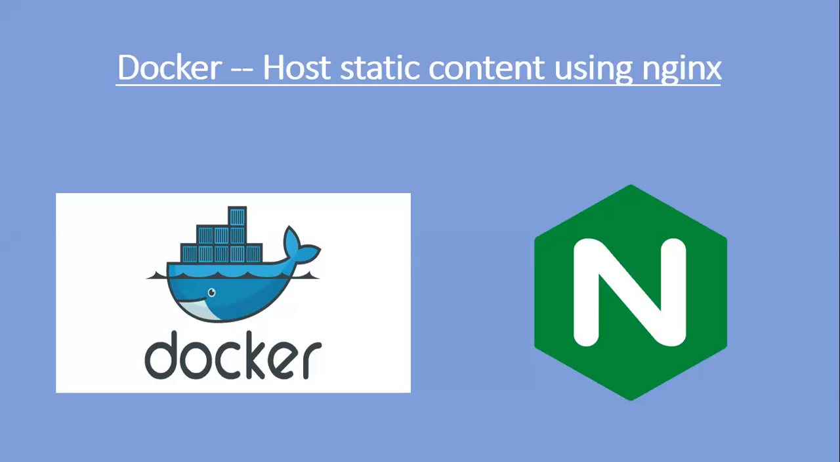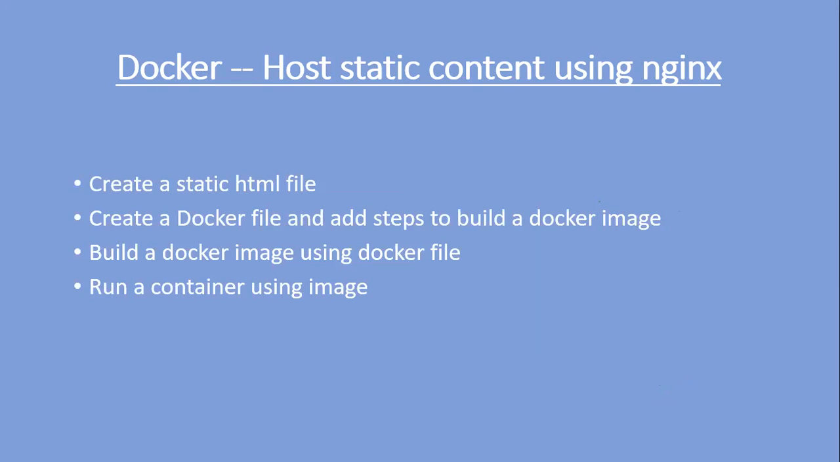So in this video, we are going to host a static web page, basically an HTML page, using Nginx and Docker. So what we are going to do, let's check here. First, we will create a static HTML page. Then we will add a Dockerfile in that. And in that file, we are going to add some steps and instructions to create a Docker image. And in the third step, we will use the docker build command to create a new Docker image using the Dockerfile. And then finally, we are going to run a container using that Docker image.